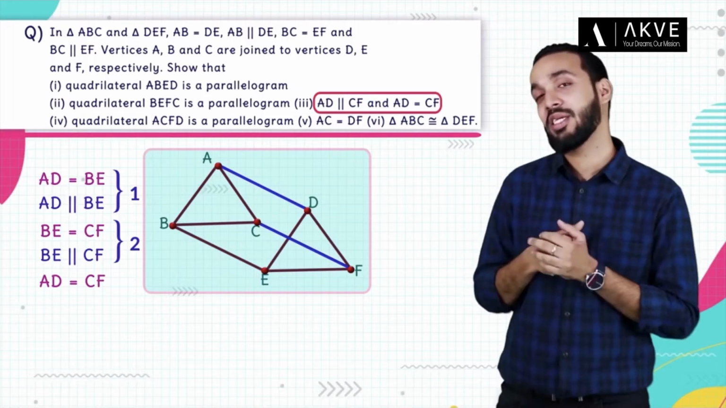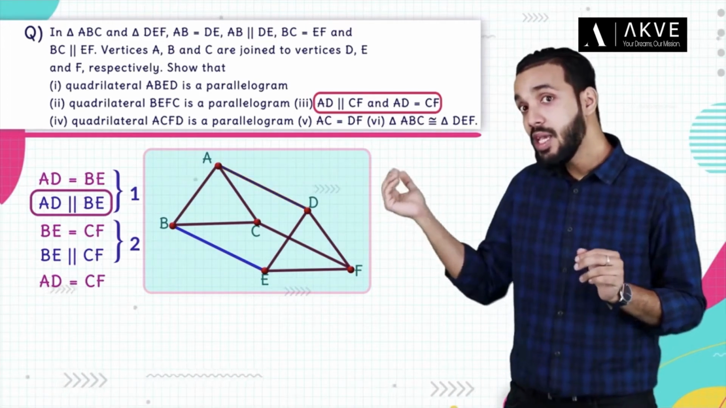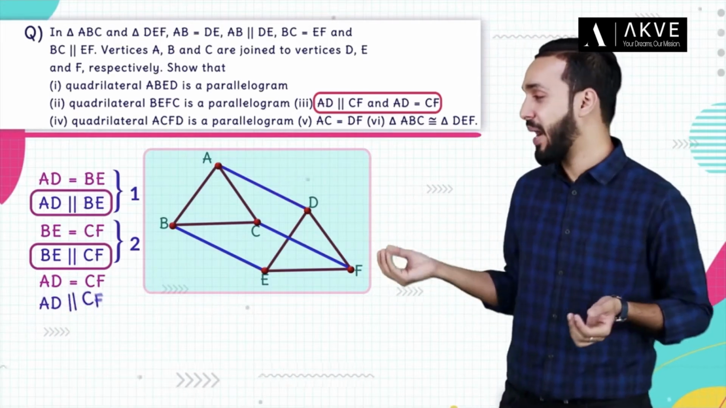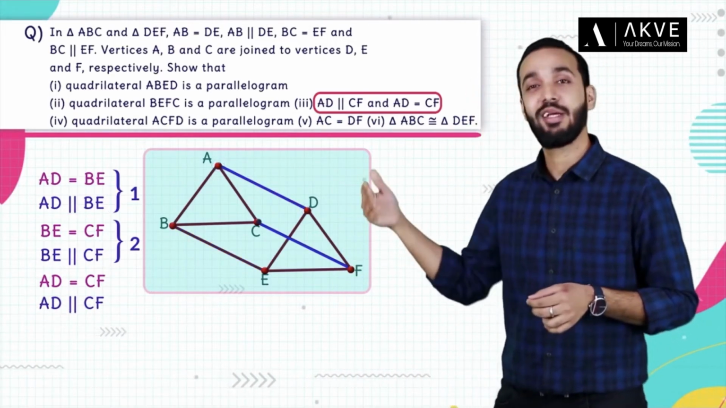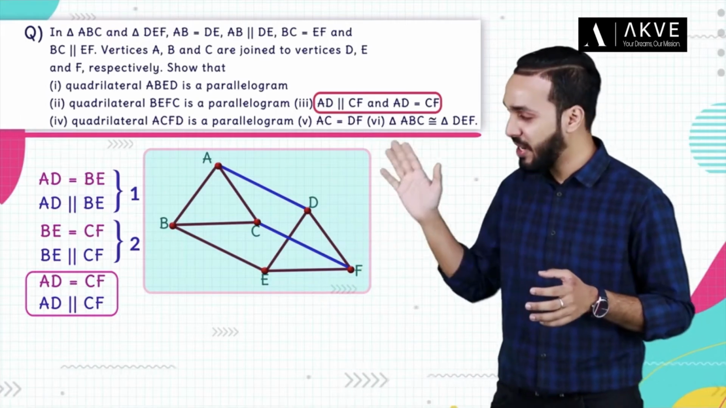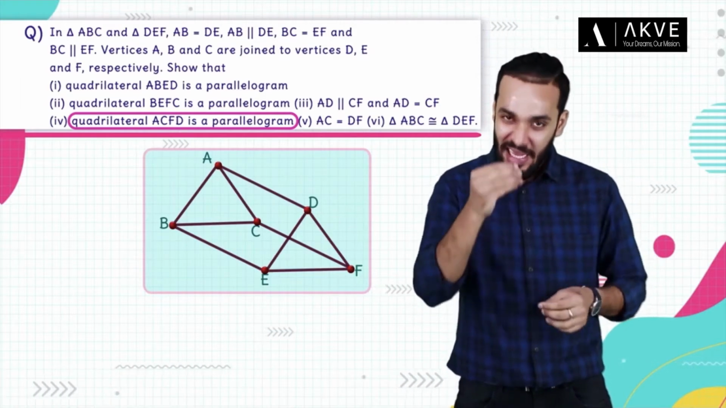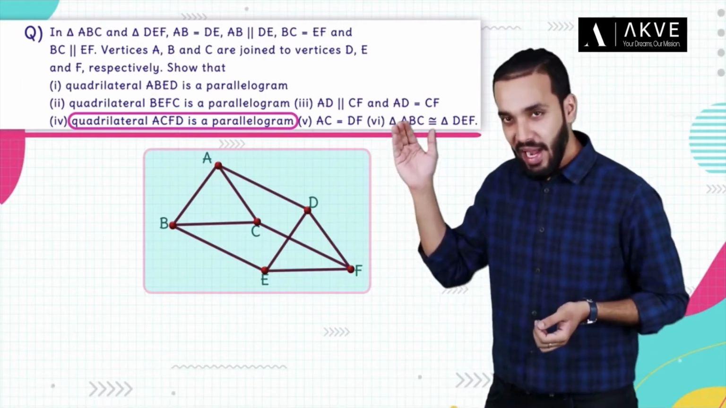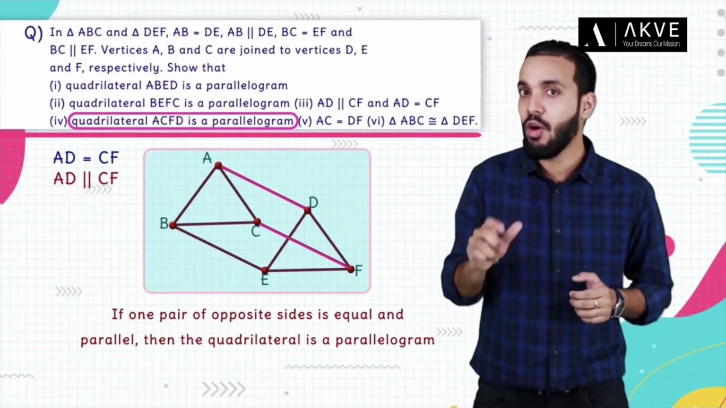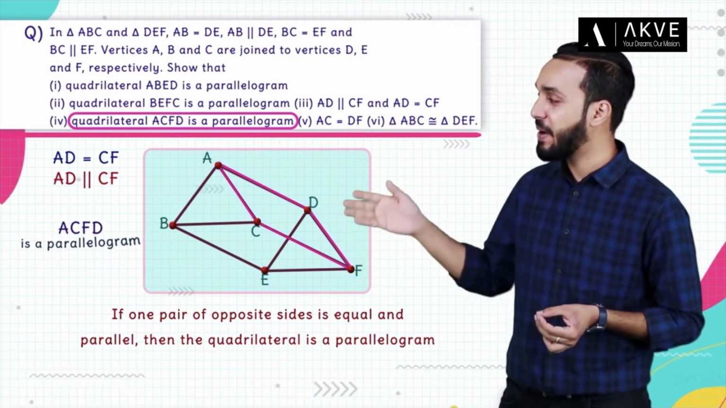Anyway, coming back to the question, since AD is parallel to BE and BE is in turn parallel to CF, it just implies that AD is also parallel to CF. So, AD is equal to CF and AD is parallel to CF. There you have it. We just proved this one too. The fourth requirement is duck soup now. I mean, it's easy peasy. We just proved that AD and CF are equal and parallel. And since they form a pair of opposite sides of this quadrilateral, it's obvious that ACFD is a parallelogram.